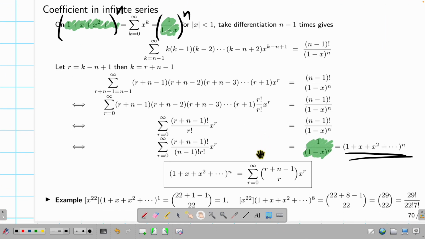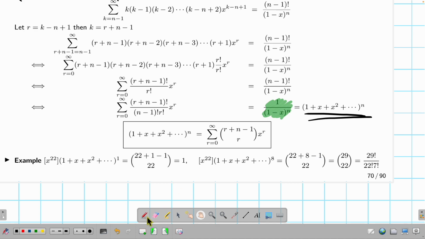Then we have this equal to this, and since this part is this part, and the green is the green, we have the box. That is, 1 plus x squared plus so on to infinity, to the power n, can be written down as a binomial expansion in this funny form. So what's the application?